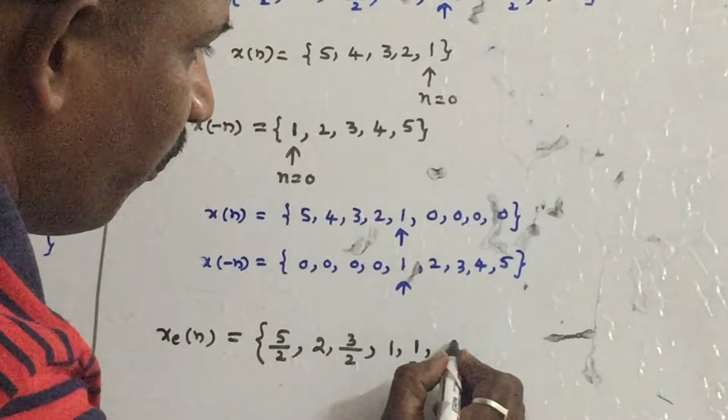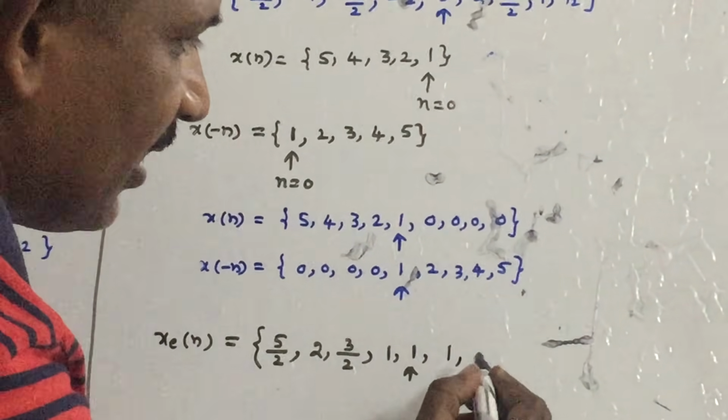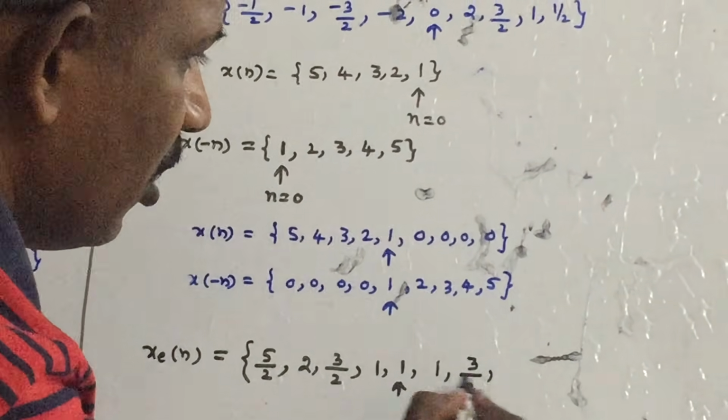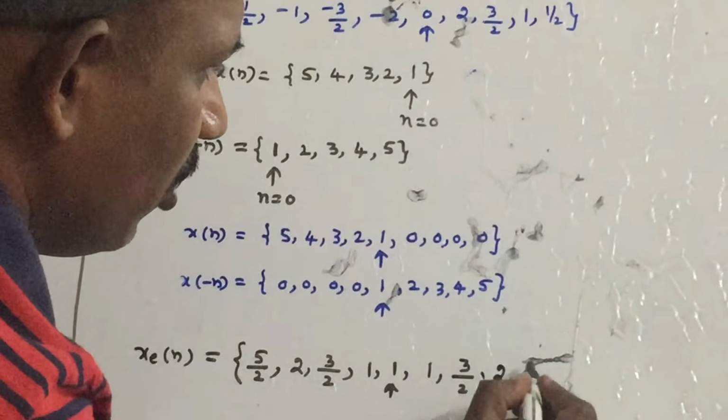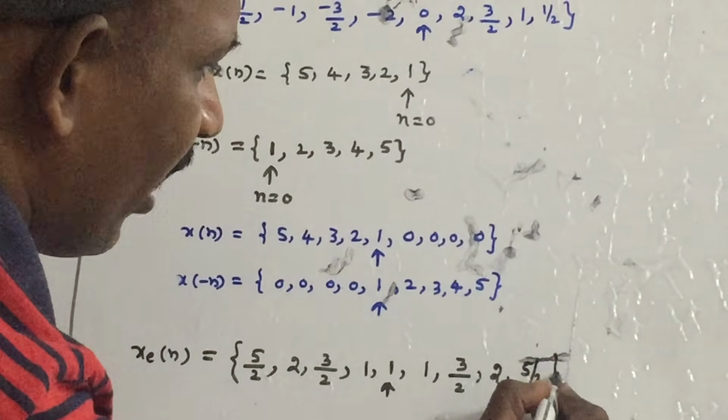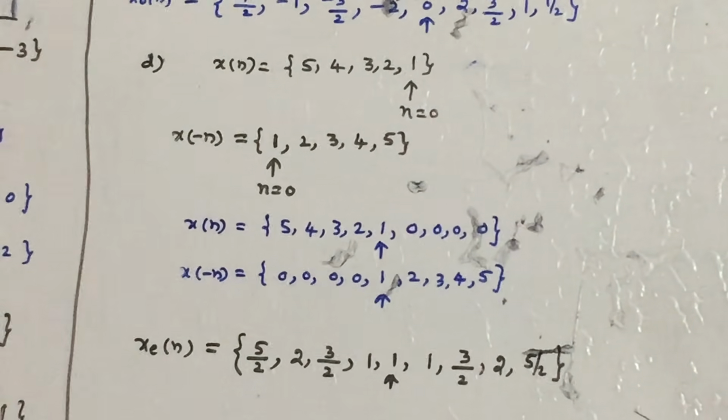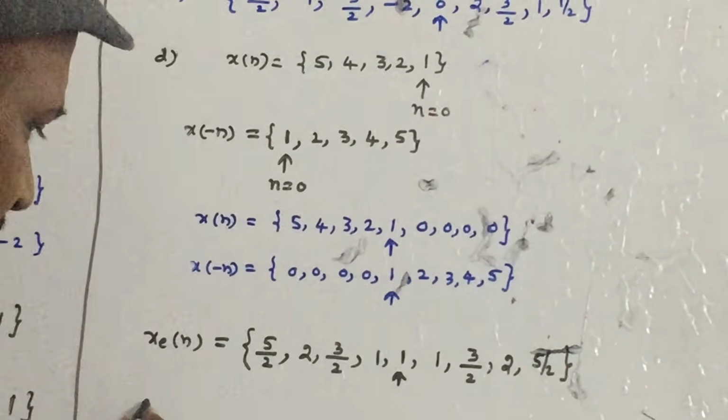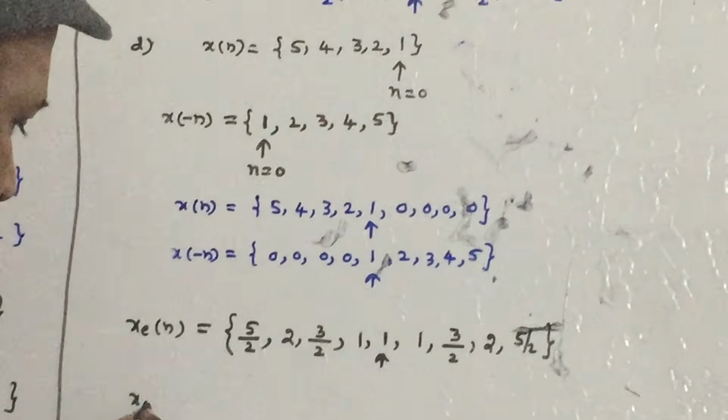Keep arrow here. 0 plus 2 by 2, so it will become 1. 0 plus 3 by 2, it will become 3 by 2. 0 plus 4 by 2, it will become 2. 0 plus 5 by 2, it will become 5 by 2. So this is the even component sequence of x of n.